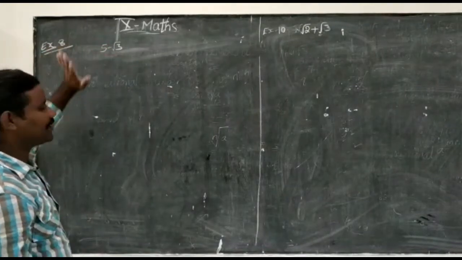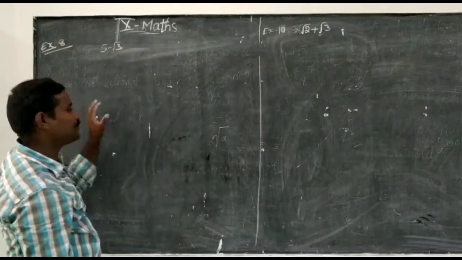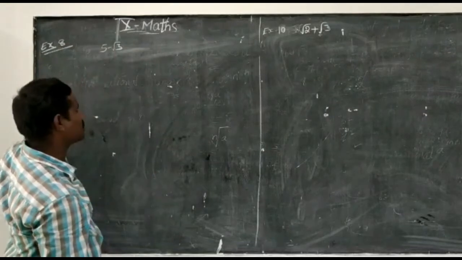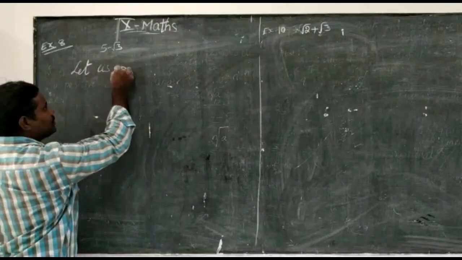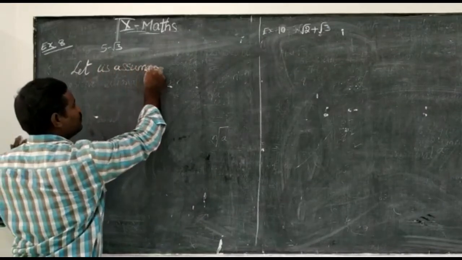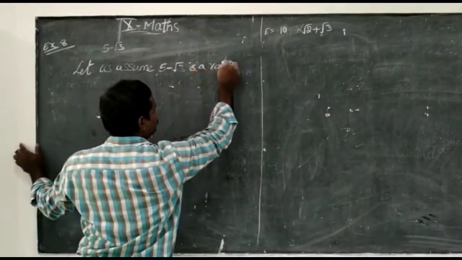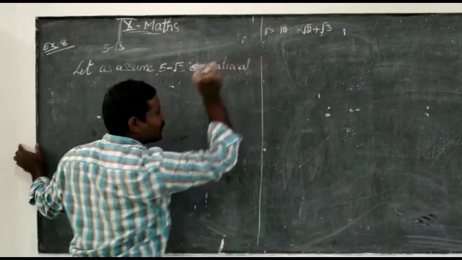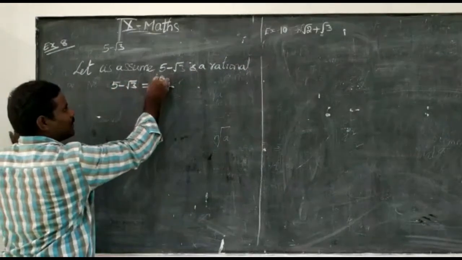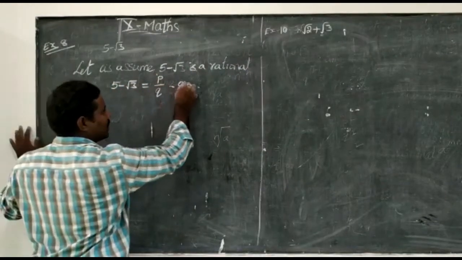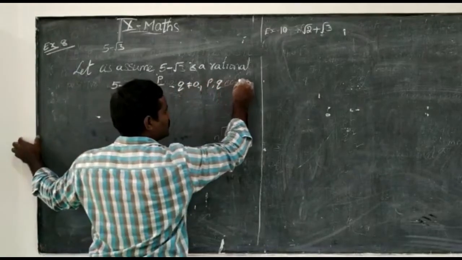Now I am taking example 8. Prove that 5 minus root 3 is an irrational number. It is a very simple problem. It comes as a 1 or 2 marks question. In this case also, let us assume 5 minus root 3 is a rational number. Again, every rational number can be expressed in the form p by q, and q is not equal to 0, and p, q are co-prime numbers.